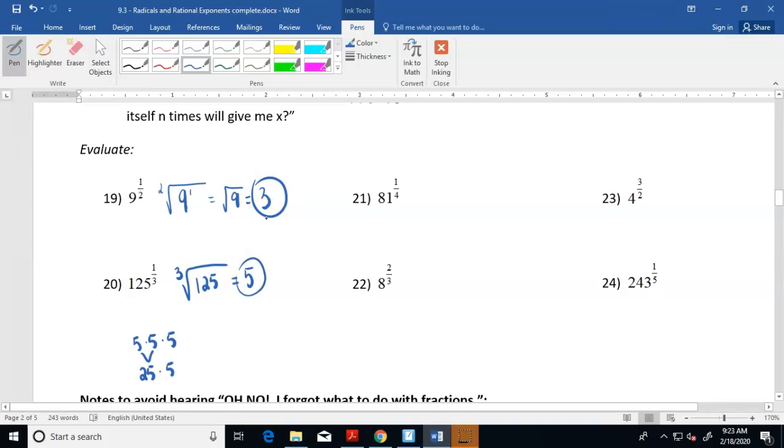So anything that I give you, because you don't have a calculator, it's going to be something you're going to get a whole number for. I'm not going to give you one where it's a big decimal that you do need the calculator for.